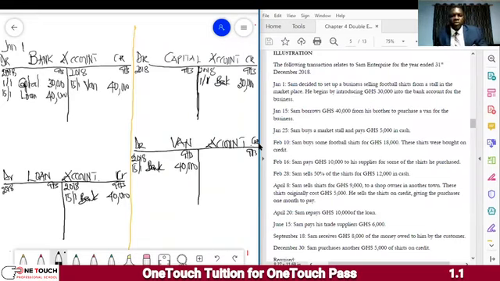Good, good. So let's look at our next transaction. The next transaction is on the 25th. Okay, 25th. Sam buys a market store and pays 5,000 in cash. Sam buys a market store and pays 5,000 in cash.